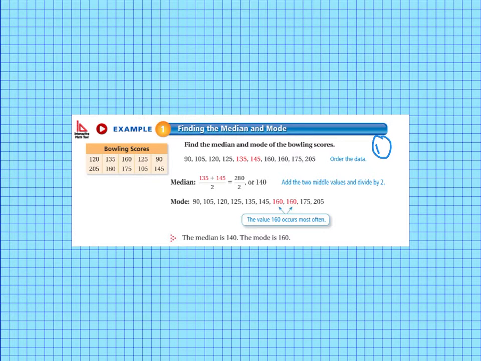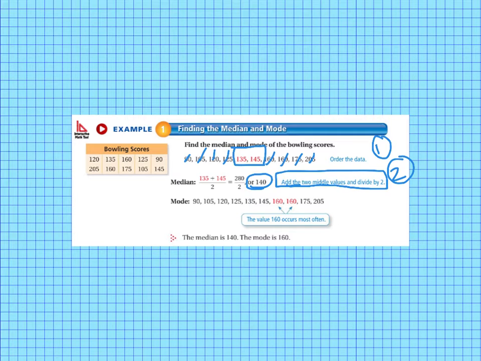And the second step is we're finding the median. We're going to add the two middle values and divide by 2. I usually find the two middle values by crossing out the ends. So I cross out the left end and the right end, and the left and the right. I just keep going until there's only one or two numbers left in the middle. Then step 2 is add those two and divide by 2. So 135 plus 145 is 280, and you divide that by 2, and you get 140.